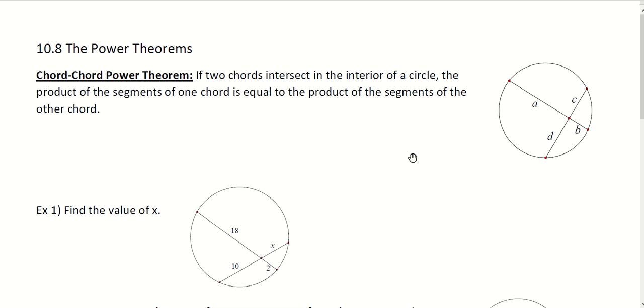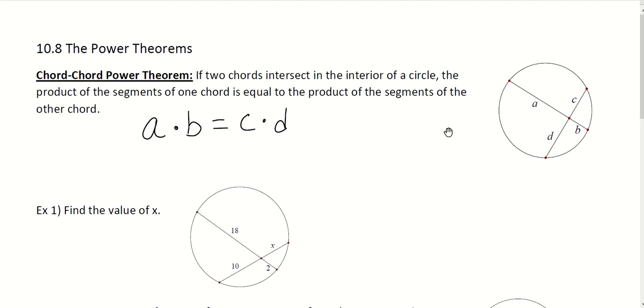If two chords intersect at the interior of a circle, so here we have two chords, they both intersect at this point. The product of the segments of one chord is equal to the product of the segments of the other chord. So in this figure over here, what that means is this length A multiplied by the rest of the chord, that length B, is equal to this length C multiplied by the rest of the length of the chord D. So that is the chord power theorem.